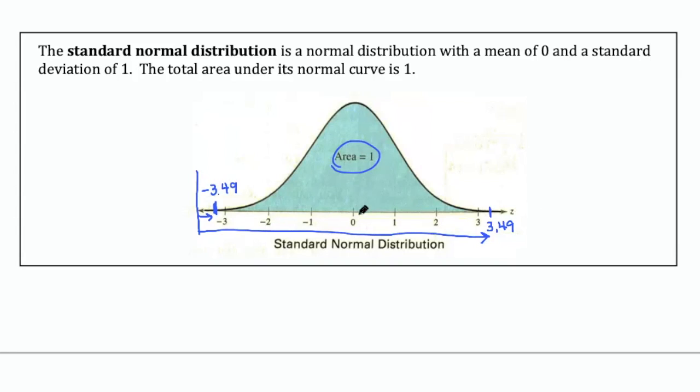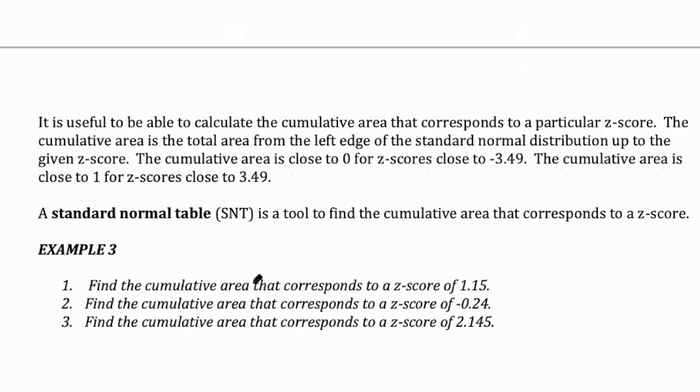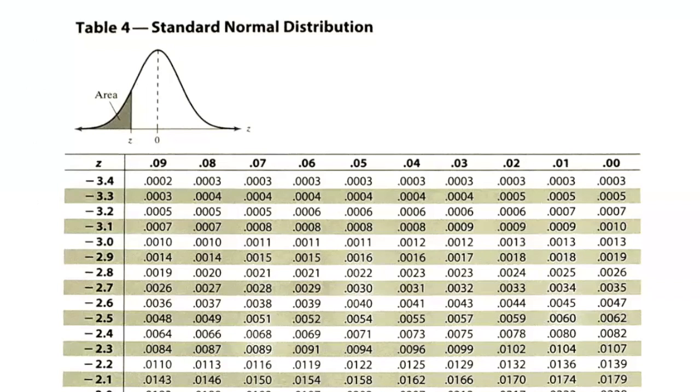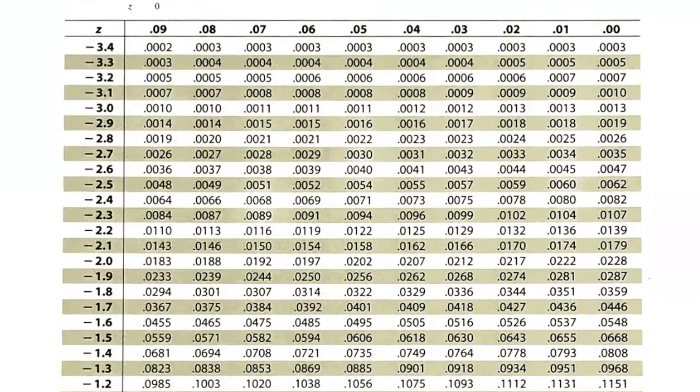Now, how do we know, for instance, if my z-score is 2, how much of the area is here? Well, there's something called a standard normal table, which is a tool to find the cumulative area that corresponds to a z-score. The standard normal table is a fold-out page at the very back of your textbook. But if for some reason it's not there, I did also upload a PDF of the table of values to this week's module. This is the standard normal table. This is what it looks like.